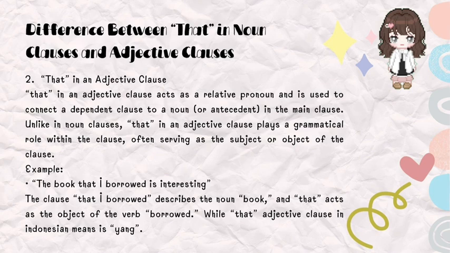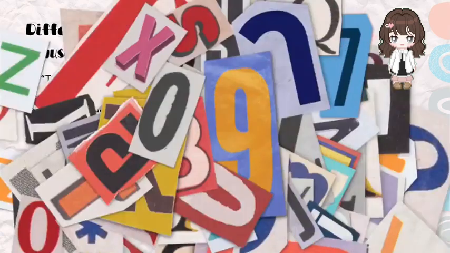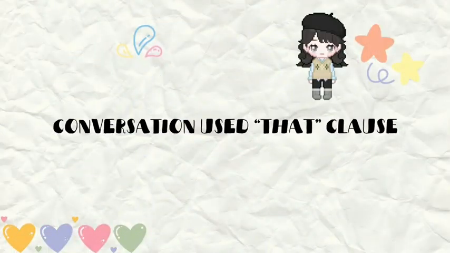So, for conclusion, noun clause is introduced by that as a conjunction, functions as a noun, and is translated to bahwa in Indonesian. For adjective clause, that is a relative pronoun and describes a noun, and is translated to yang in Indonesian. Okay, so for the next section, we're going to watch a conversation using noun clause. Now let's listen to the conversation first.